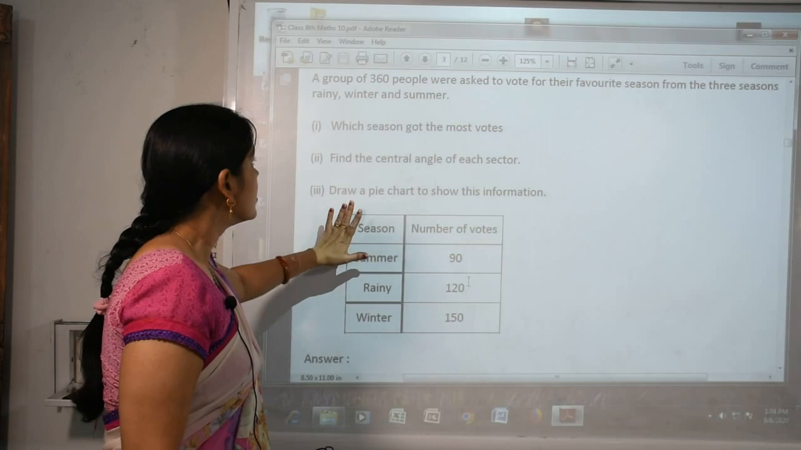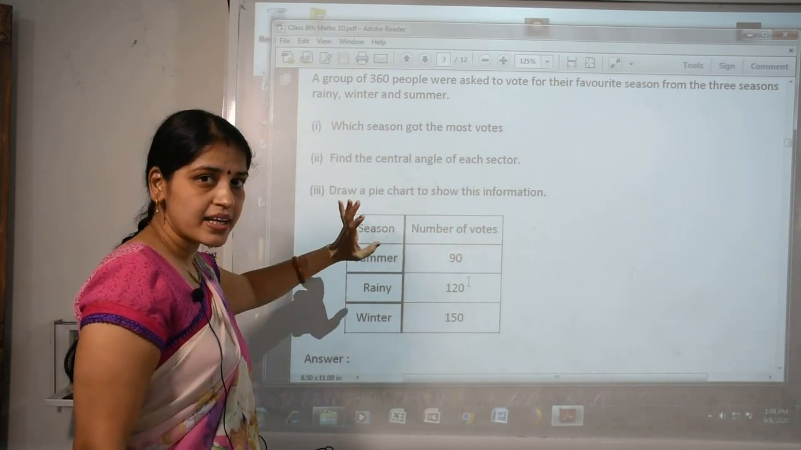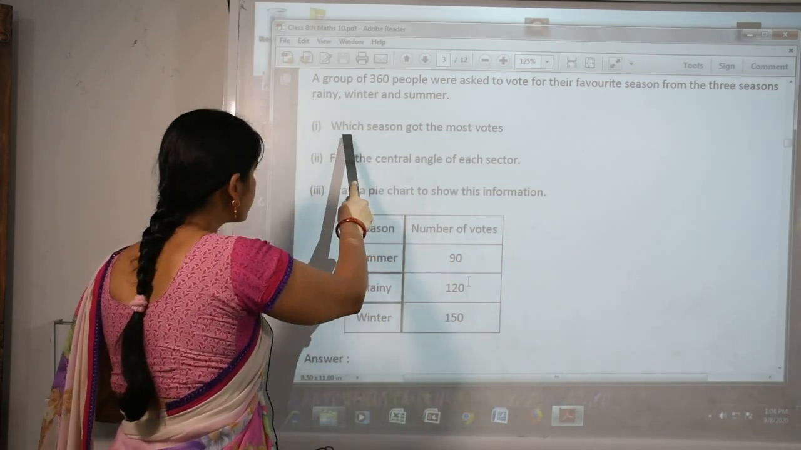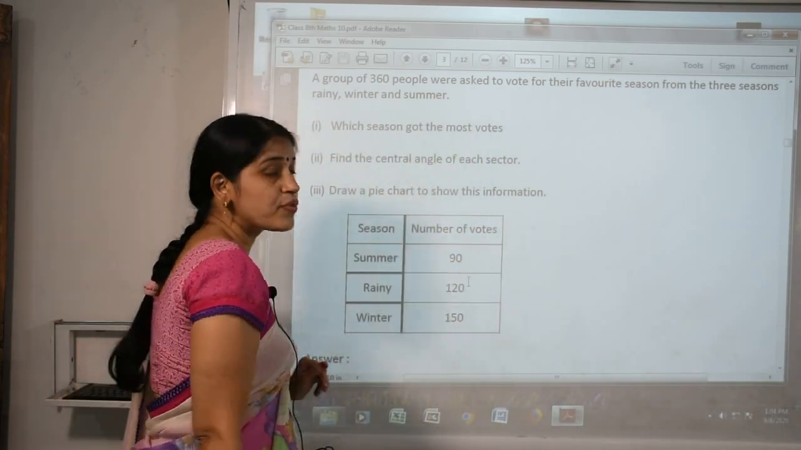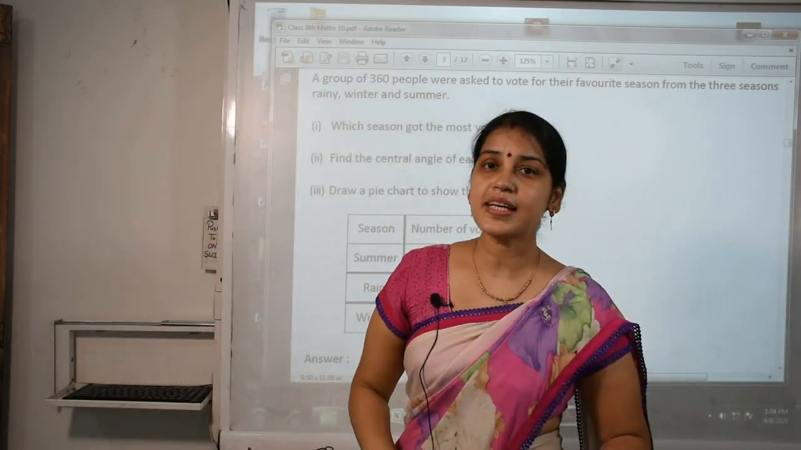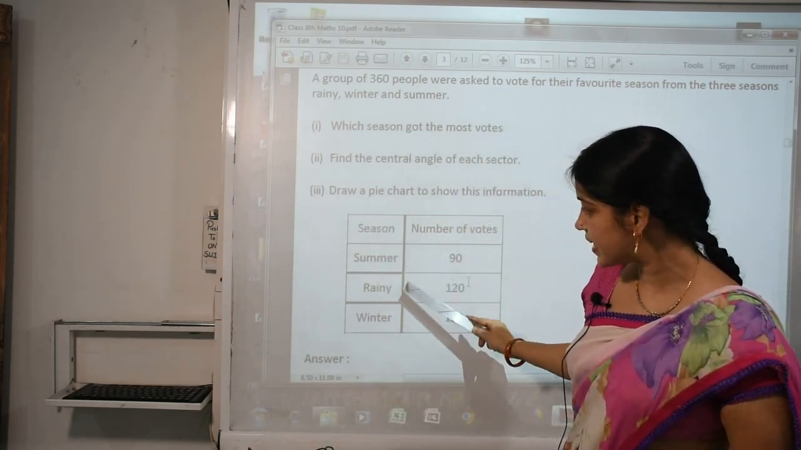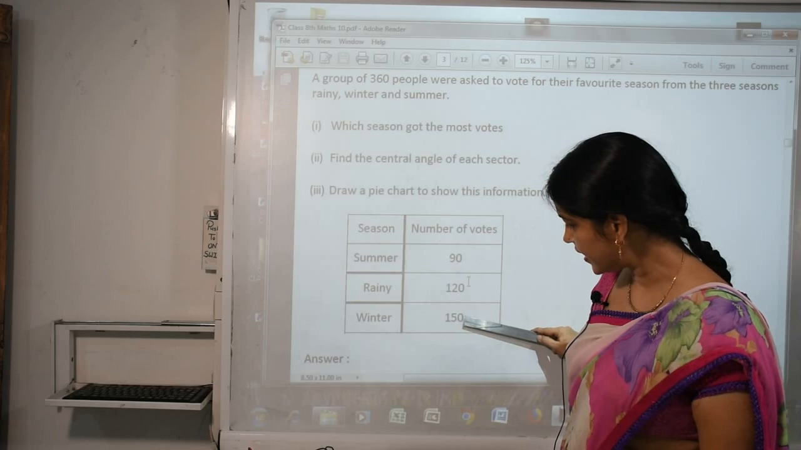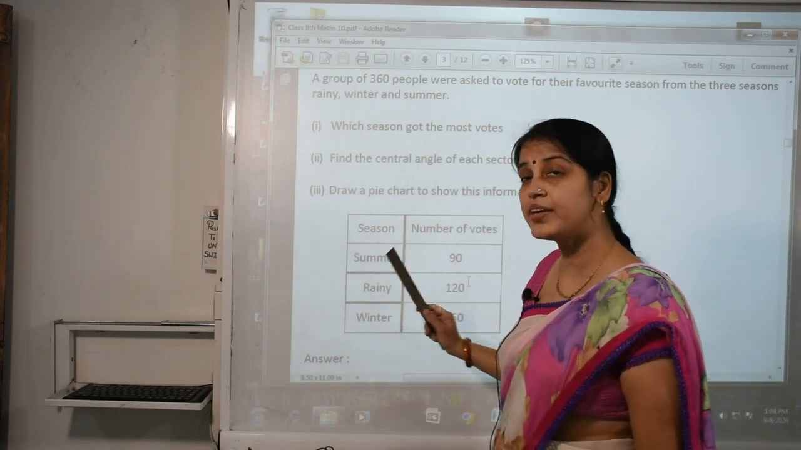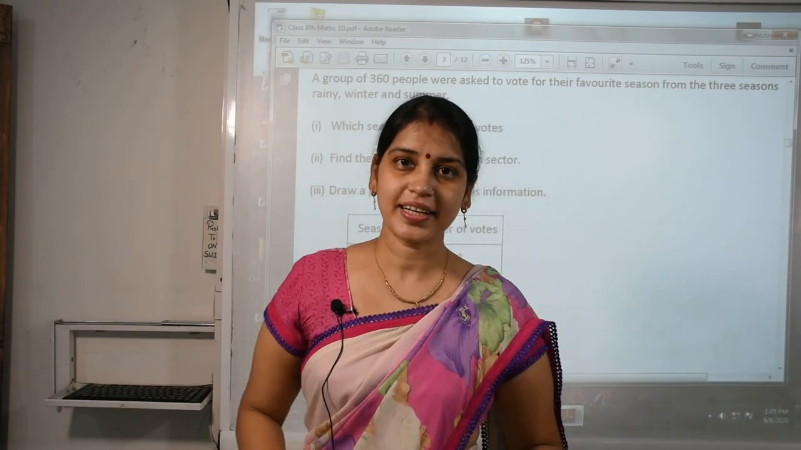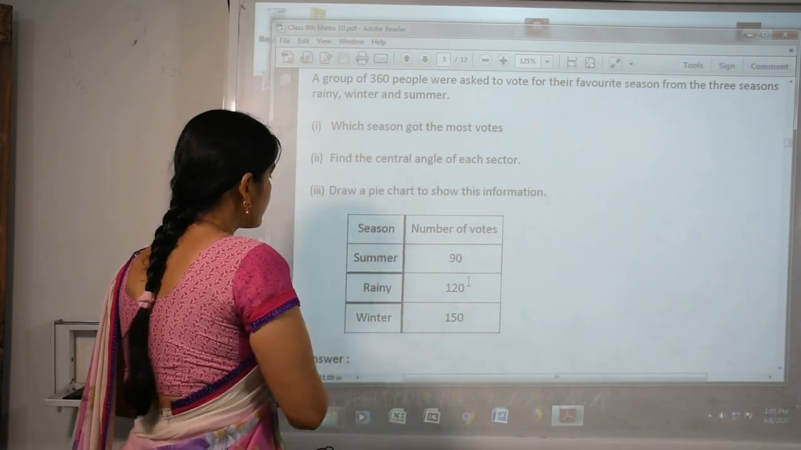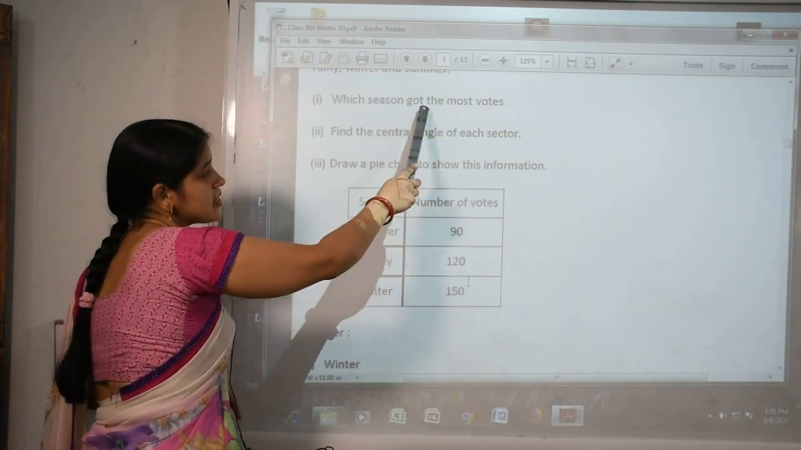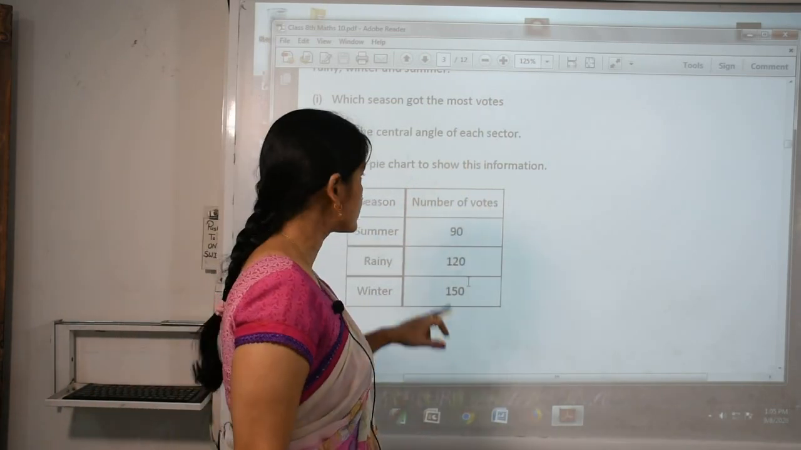Okay. Now here some questions are given, that answer we have to give. So first one is which season got the most votes. So सबसे ज़्यादा vote किसे मिले हैं. So from the table it is clear which season got most votes. It is 150 and 150 for which season? Winter season. So our first answer is winter. So winter season got the most votes.